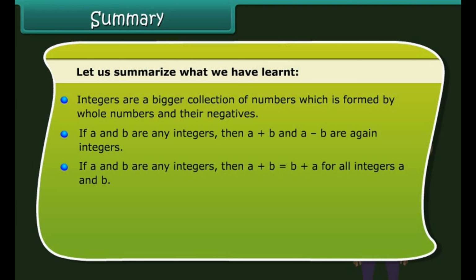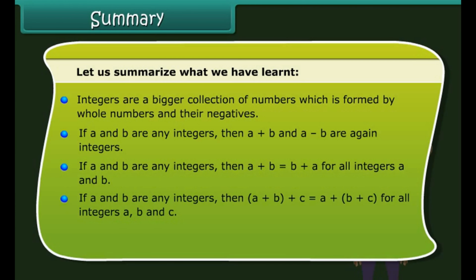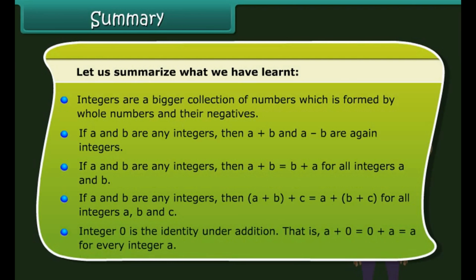If a and b are any integers, then a + b is equal to b + a for all integers a and b. If a, b and c are any integers, then (a + b) + c is equal to a + (b + c) for all integers a, b, and c. Integer 0 is the identity under addition. That is, a + 0 is equal to 0 + a, which equals a for any integer a.